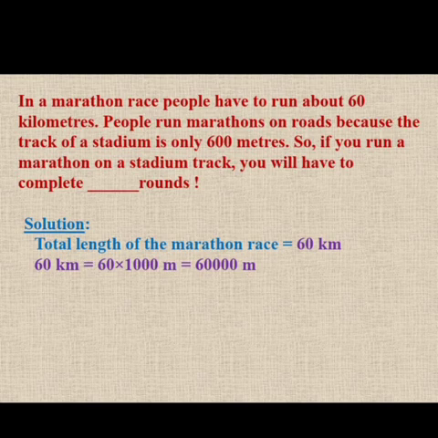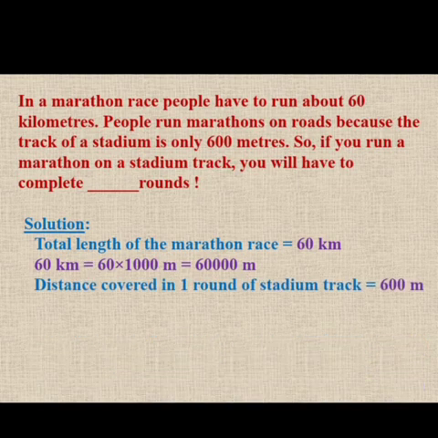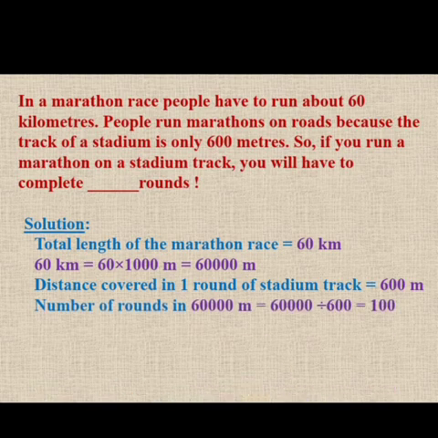Now, as you all know that when we convert kilometer into meter, we have to multiply the number with 1000. That means 60 multiplied by 1000 meter is equal to 60,000 meter. Distance covered in one round of a stadium track is 600 meter. So, the number of rounds in 60,000 meter is equal to 60,000 divided by 600.